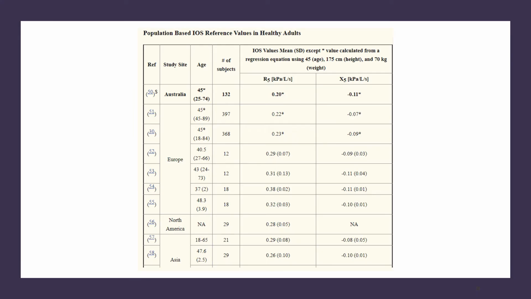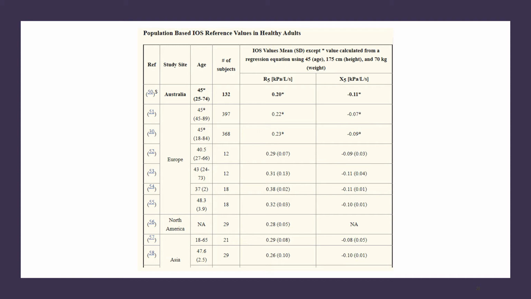I wanted to show you this. These are a listing of reference values for healthy adults. They found that the reference values for children vary so much because a big common denominator to determining reference values in IOS values is height. So children grow, and as children grow, their reference values change very much. So it's kind of difficult to predict reference values for children.